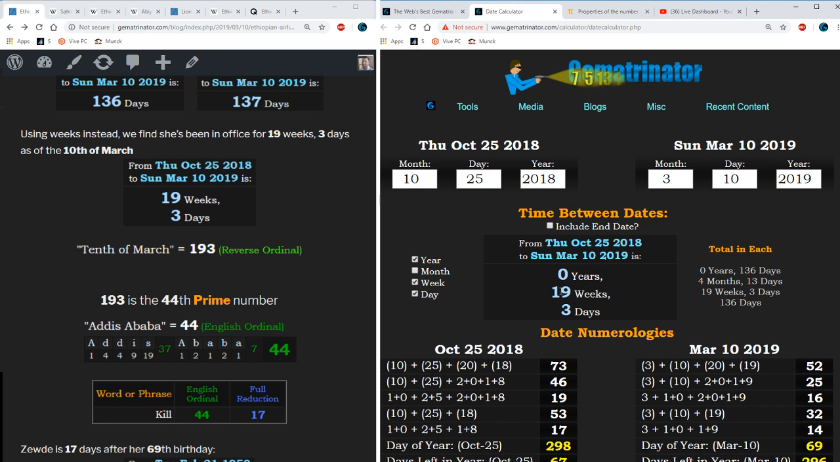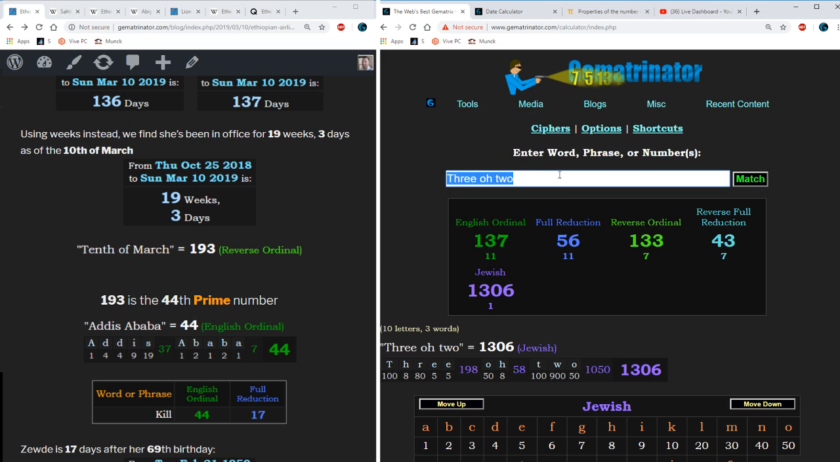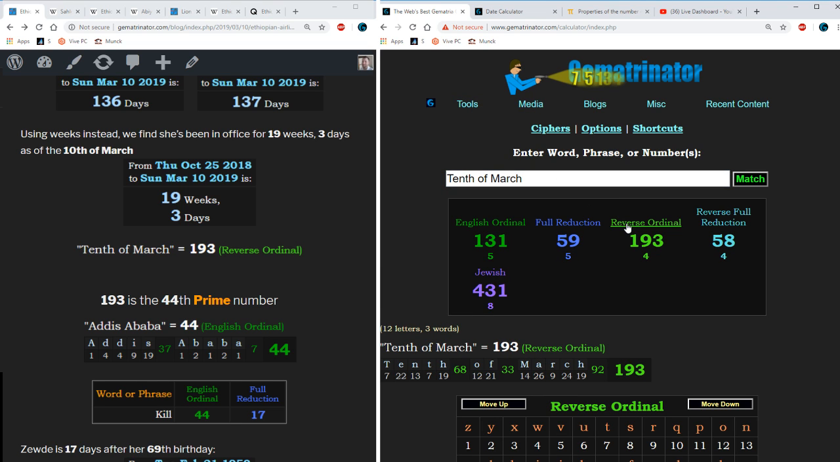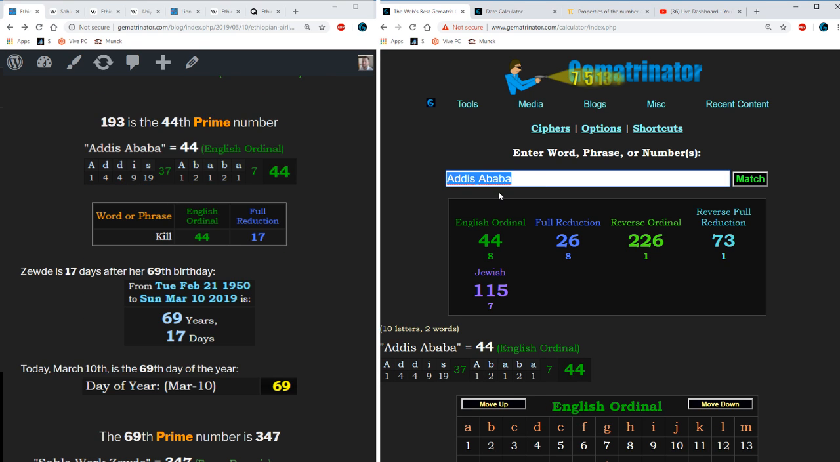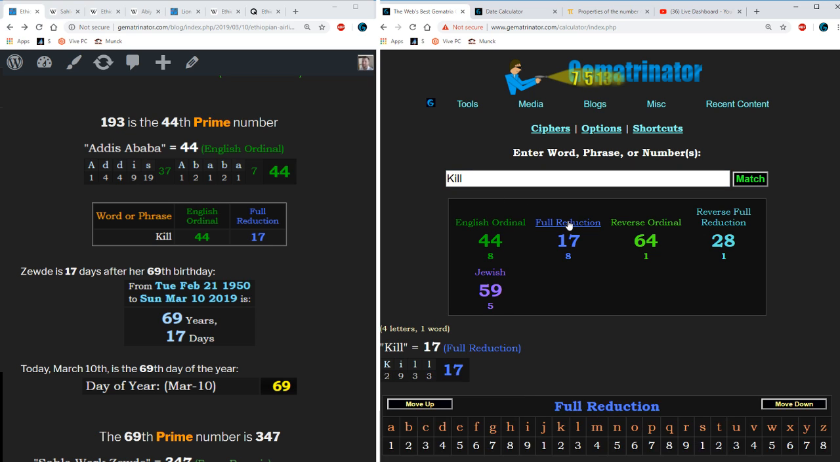This measurement also translates to 19 weeks and 3 days. 10th of March equals 193. This is the 44th prime number. And using the alphabetic order, Addis Ababa equals 44. The word kill equals 44. In reduction, kill equals 17, and President Zood is 17 days after her birthday.